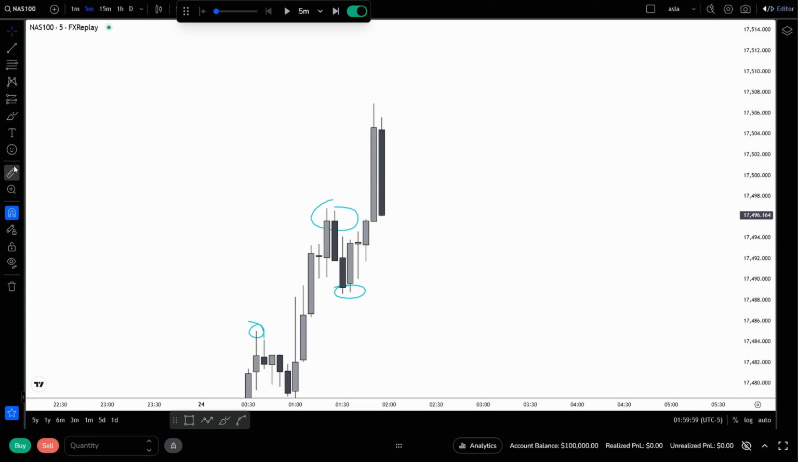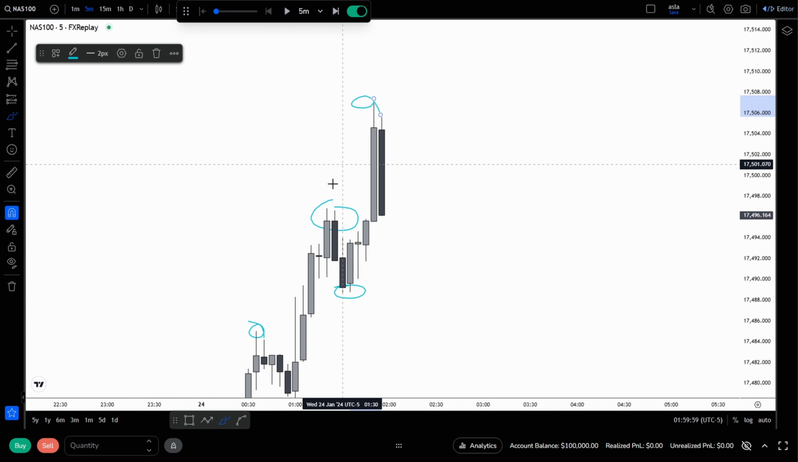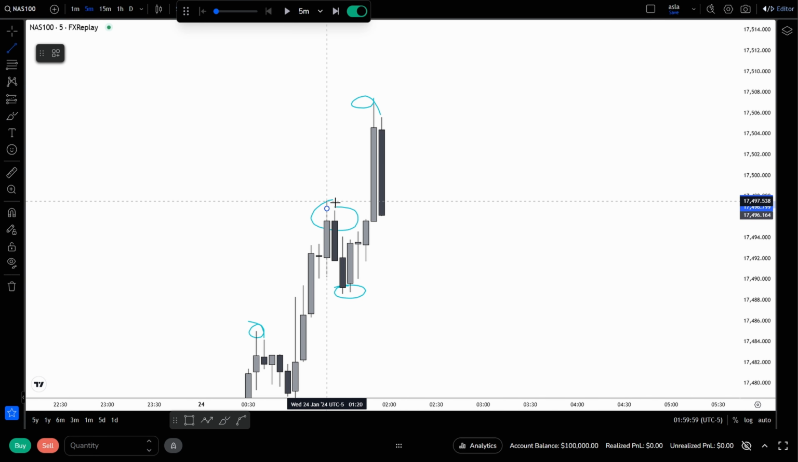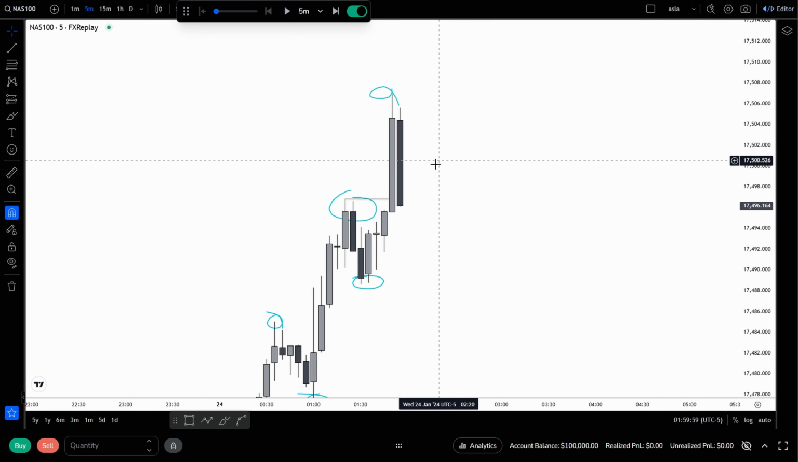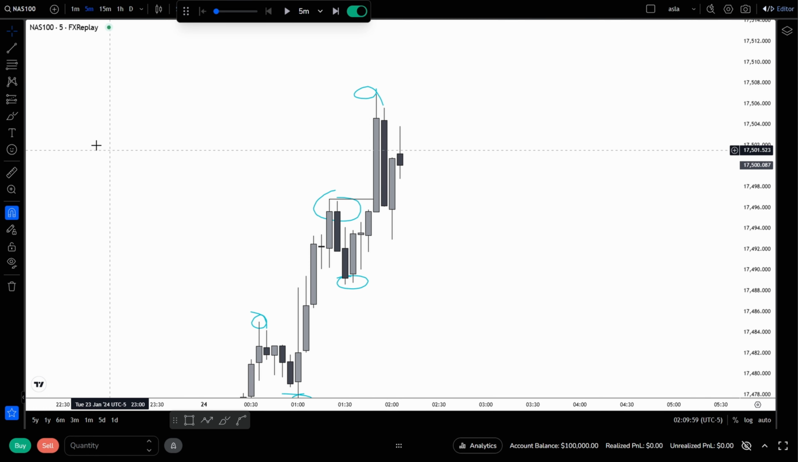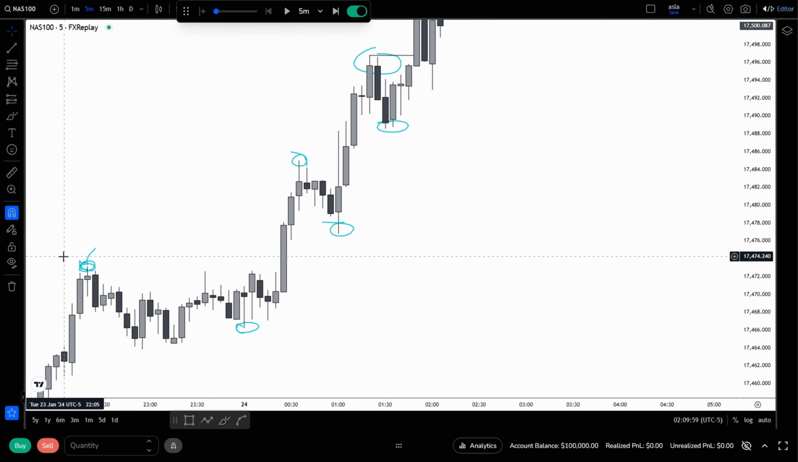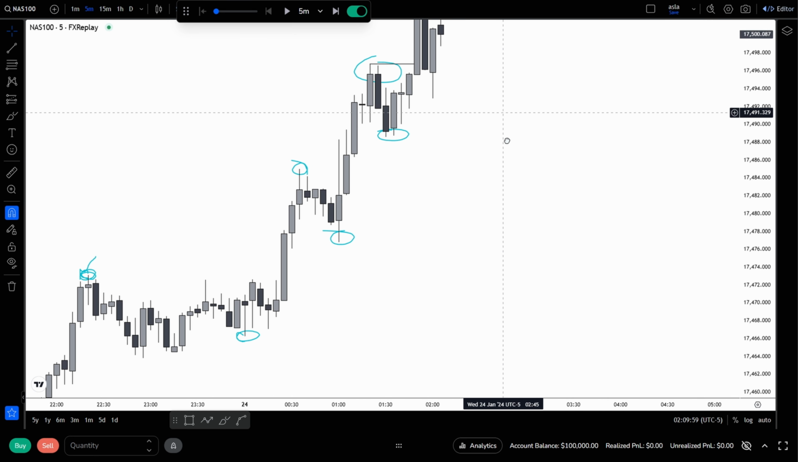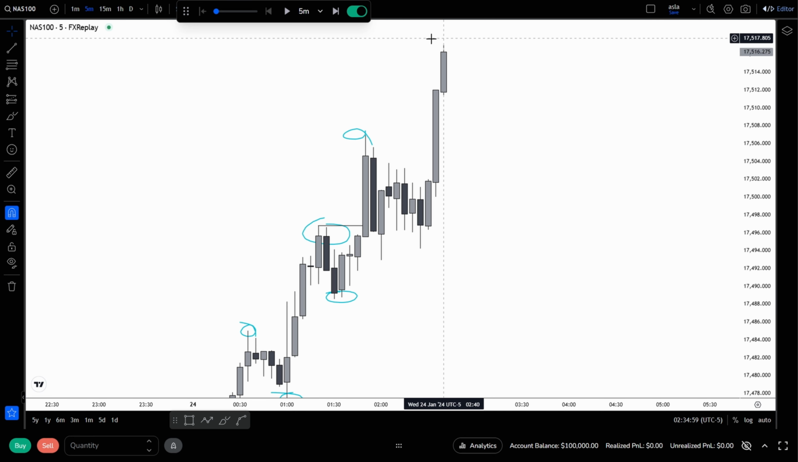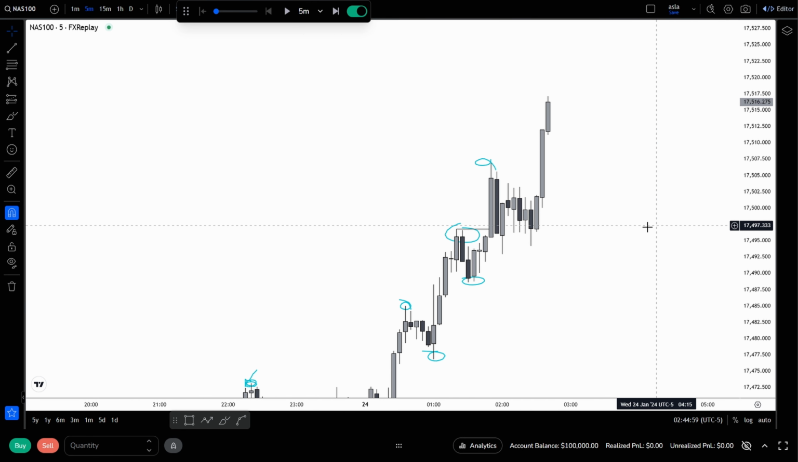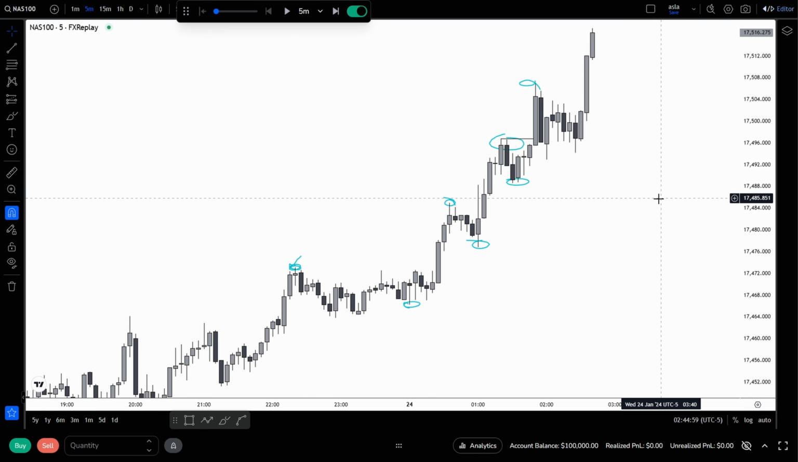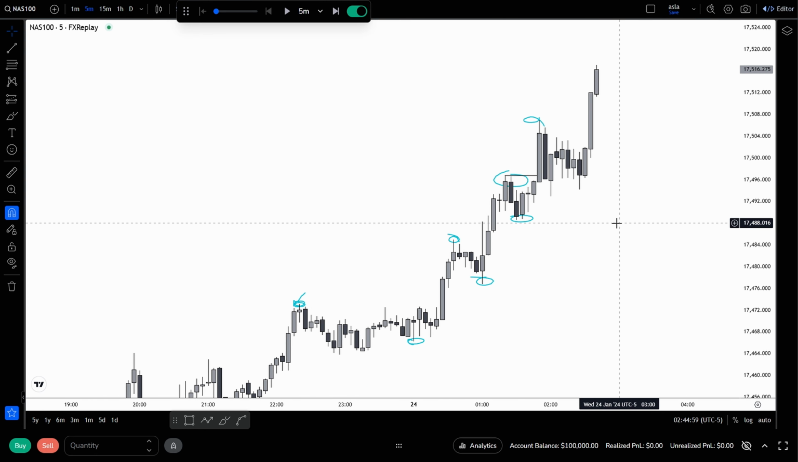Price pushes up again, breaks above the previous high, and forms another higher high. Once the swing confirms, the structure is intact. This process just keeps repeating. Higher high, higher low, higher high, higher low. That consistent sequence is what defines a bullish trend. It is nothing complicated. It is simply structure. As long as price keeps forming higher highs and higher lows, the trend remains bullish.